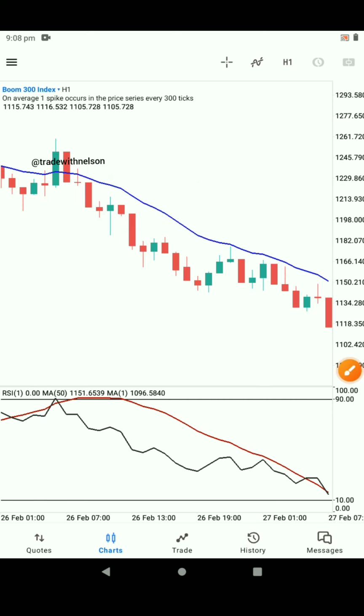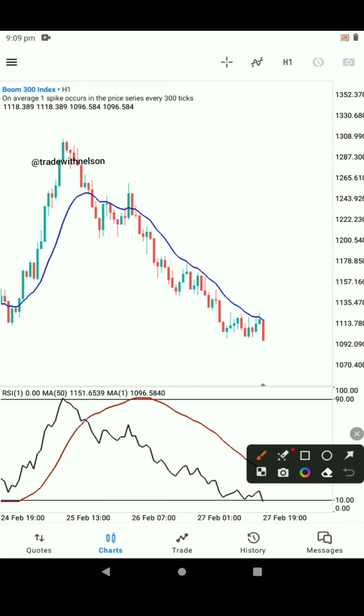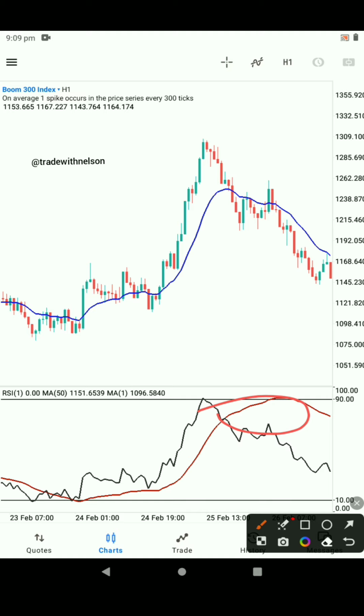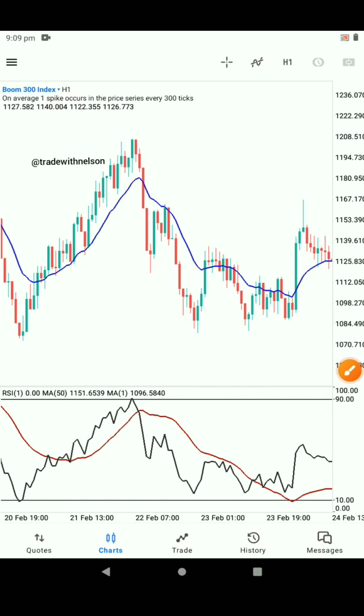So for the RSI, as we all know, the RSI has the 90 level and the 10 level. The 90 level is the overbought region where we know that the market is likely to drop, and the 10 level is the oversold region where we know that the market is likely to move to the upside. Inside this RSI, we have some other moving averages which we use as confluence to confirm our trade.